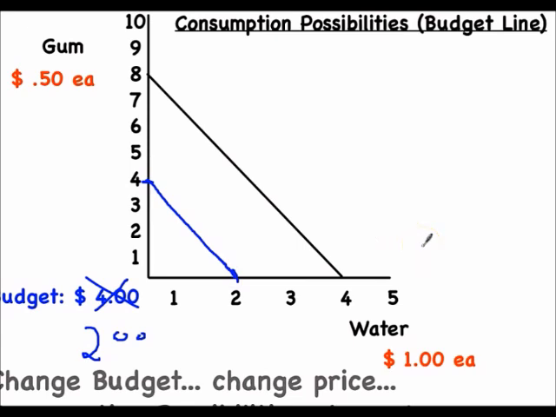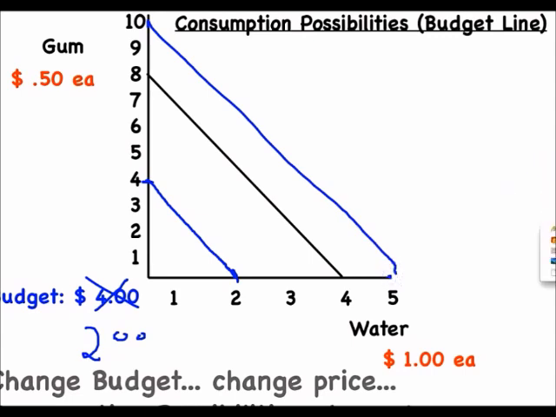If you reduce people's income, you reduce their budgets. You reduce their budgets, you reduce their consumption possibilities. And we see that the line shifts inward. Obviously, if we're going to increase somebody's income, let's say up to $5, I can get 10 gum, 5 water, and I can increase consumption possibilities.